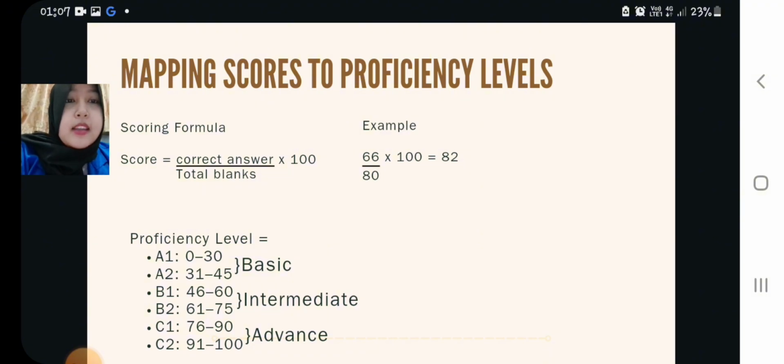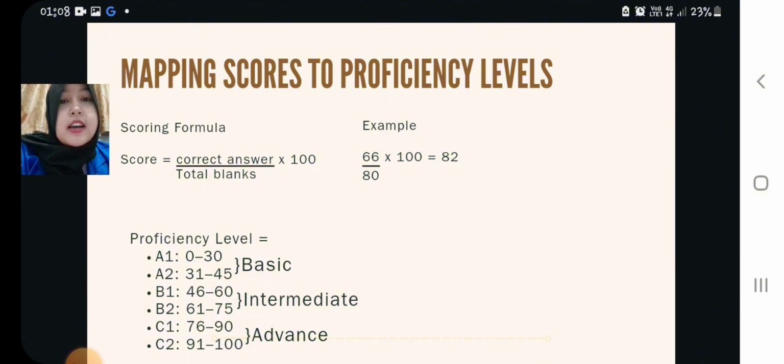And based on his score, he is in intermediate. Oh no, he is in advanced level, because his score is 82. It's in C1 level.